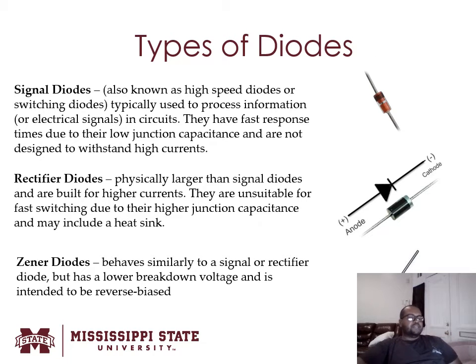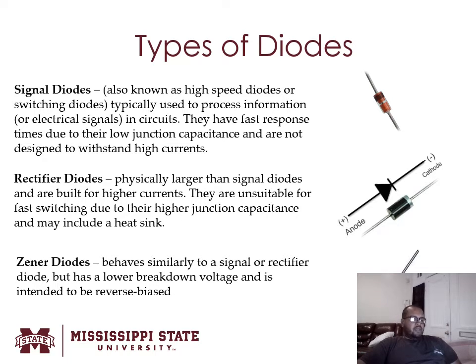There are different types of diodes. You have signal diodes, also known as high-speed diodes or switching diodes. They're typically used to process information in circuits. They have fast response times due to their low junction capacitance, and they're not designed to withstand high current.